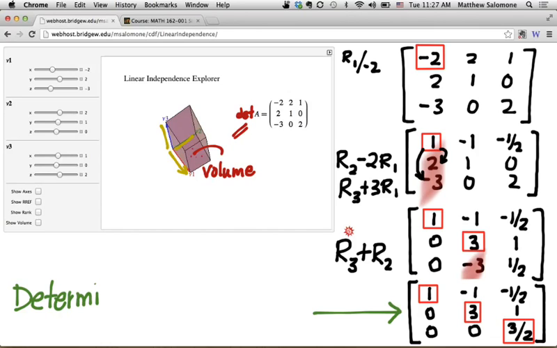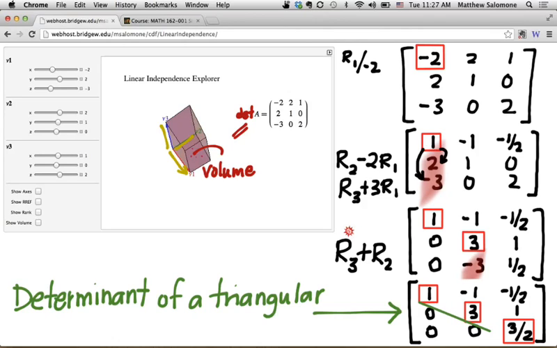So what do the texts tell you? Yeah, the determinant of a triangular matrix. And when I say a triangular matrix, what I mean is a matrix, the entries of which beneath the diagonal are all 0. So my below diagonal entries are these entries down here. And so the entries below the diagonal are all 0, which makes this a triangular matrix.